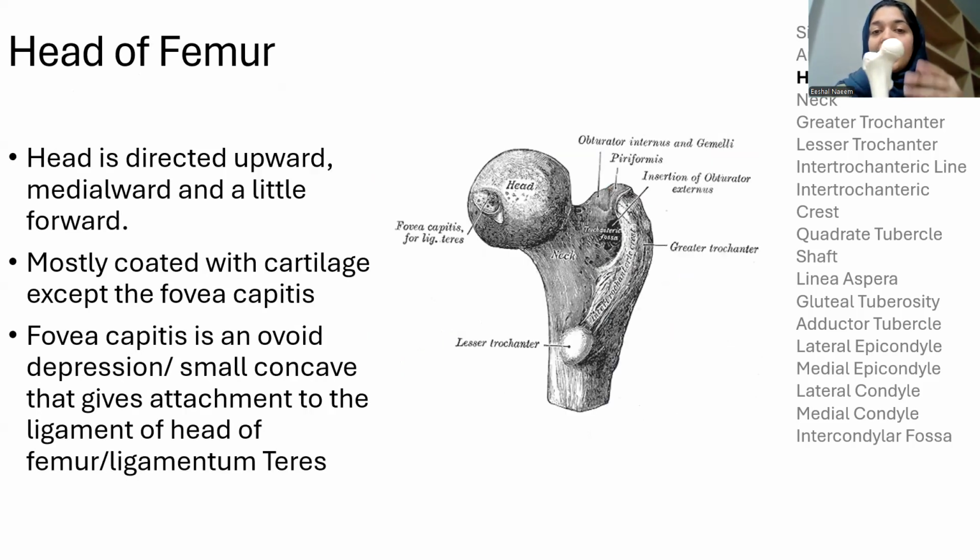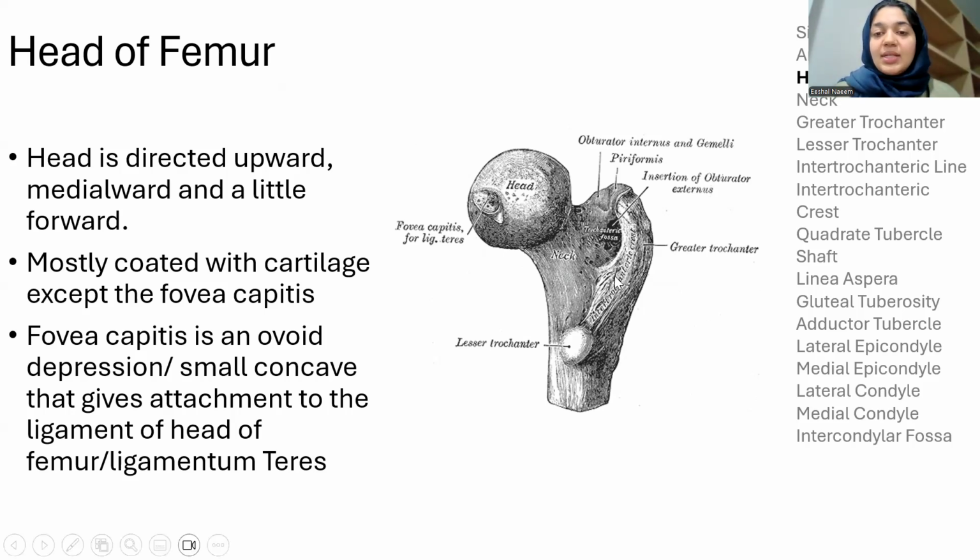Moving on, the head is directed upward, medialward, and a little forward. Most of it is coated with cartilage except the fovea capitis. Why is it not coated with cartilage? It's because this area has the attachment to the ligament of the head of the femur, which is the ligamentum teres. So it's an oval depression.